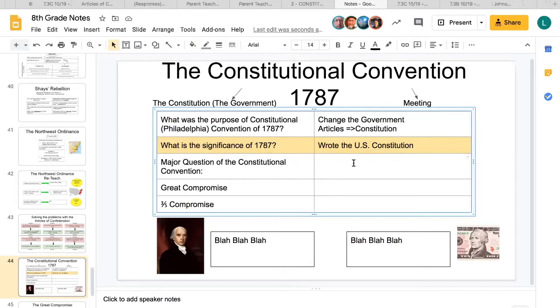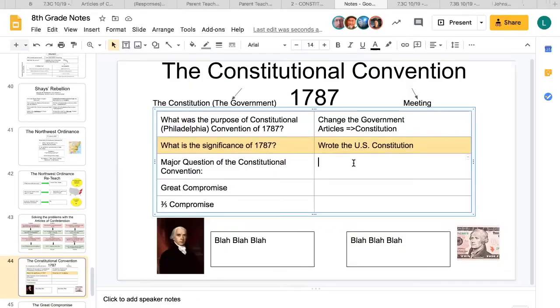All right, major question in the Constitutional Convention. Now, this sounds really hard. You're like, what the hell, Mr. Johnson? Please excuse the profanity. It's a major question in the Constitutional Convention. I wasn't even there, right? I know what you're thinking. But you do know this.